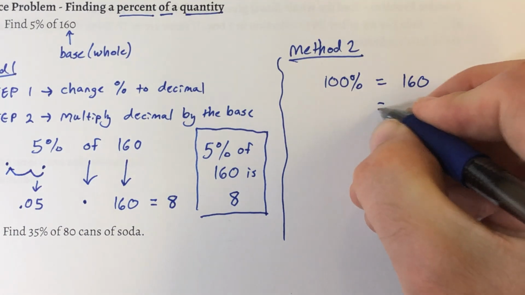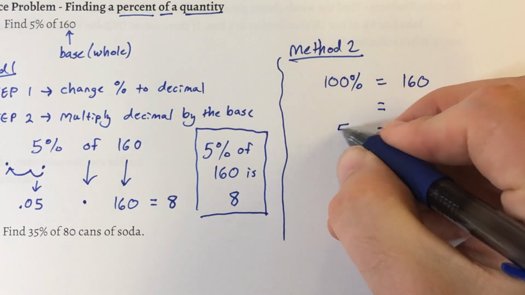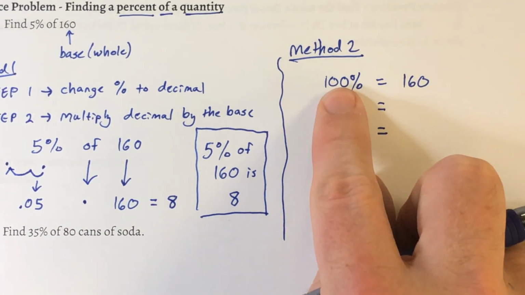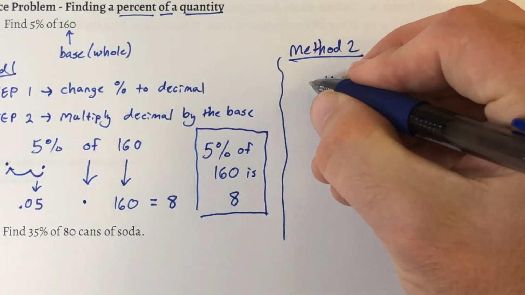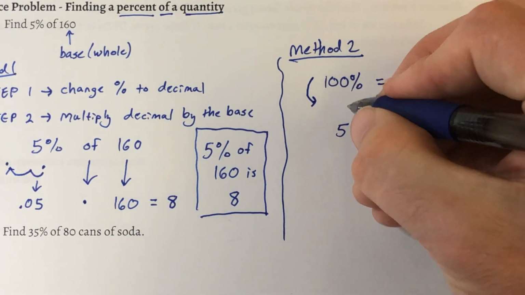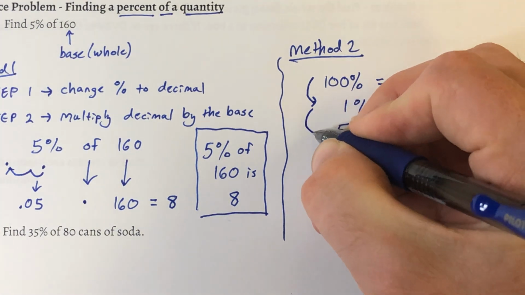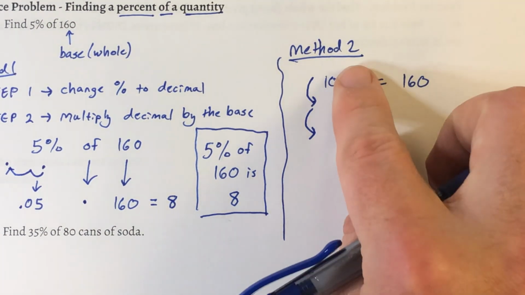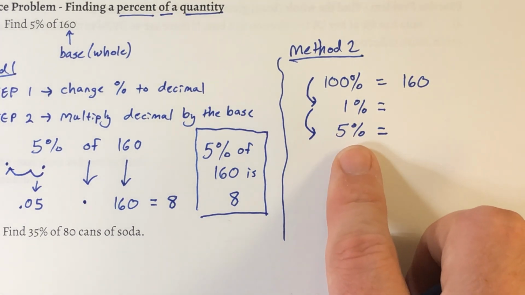Now, what do I want? I want a piece of it. I want 5%. So I want to know, what number is 5%? Well, how do I go from 100 to 5? I could do that. However, it might be easier if you take smaller steps and find 1% first, and then go from 1% to 5%. Either way works most of the time, but if your numbers aren't nice, I would recommend going to 1% and then going to 5%, or whatever percent you need.